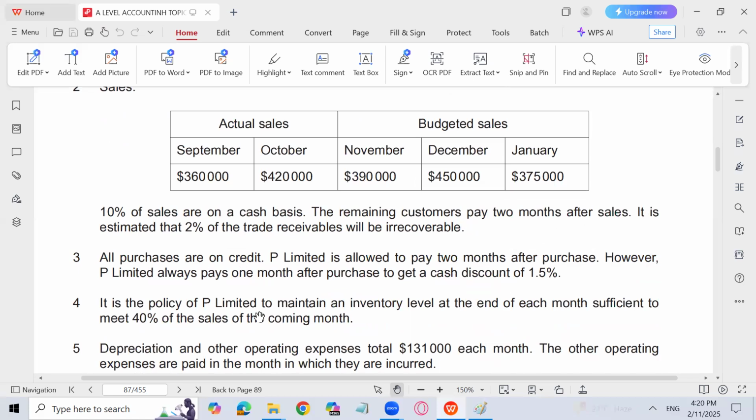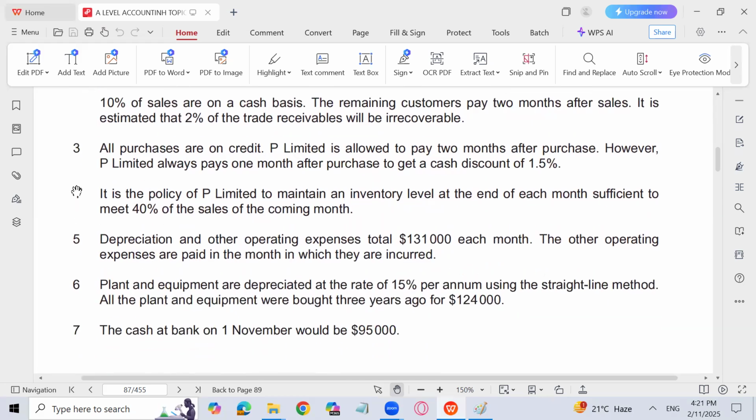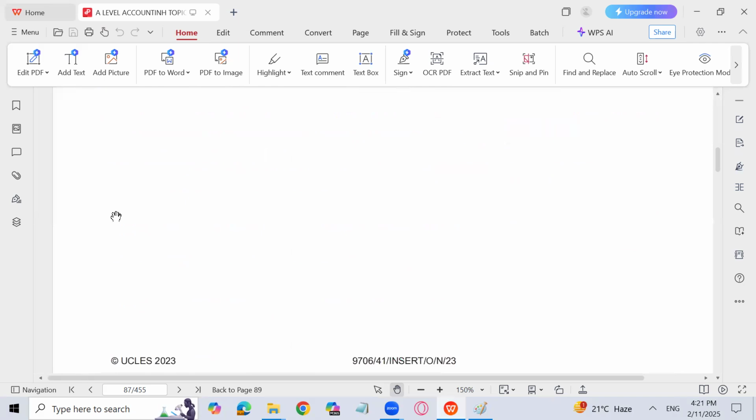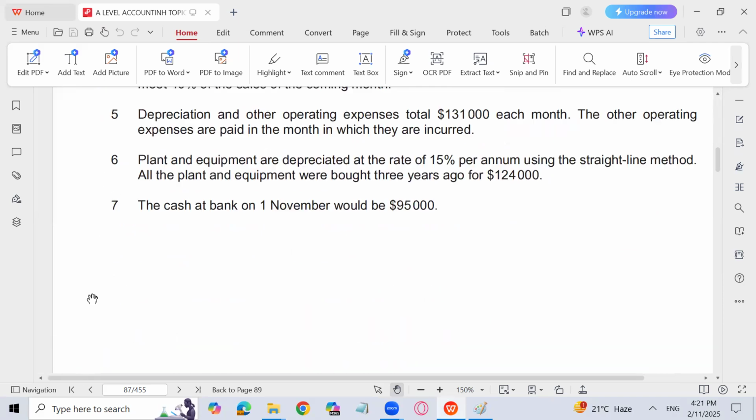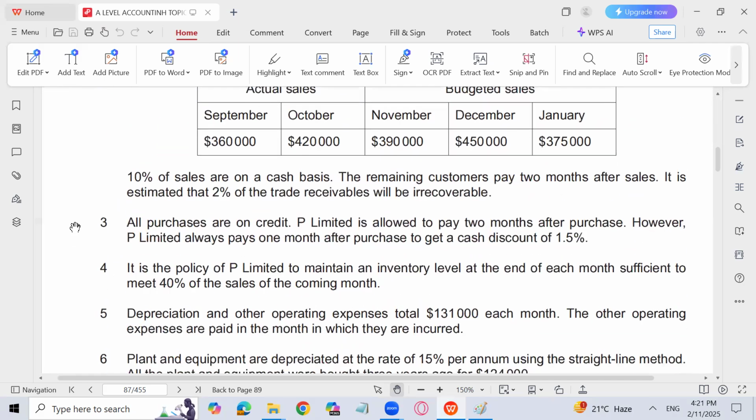It is the policy of P Limited to maintain an inventory level at the end of each month sufficient to meet 40% of the sales of the coming month. So closing inventory will be 40% of the next month's sales. Okay, so let's see.